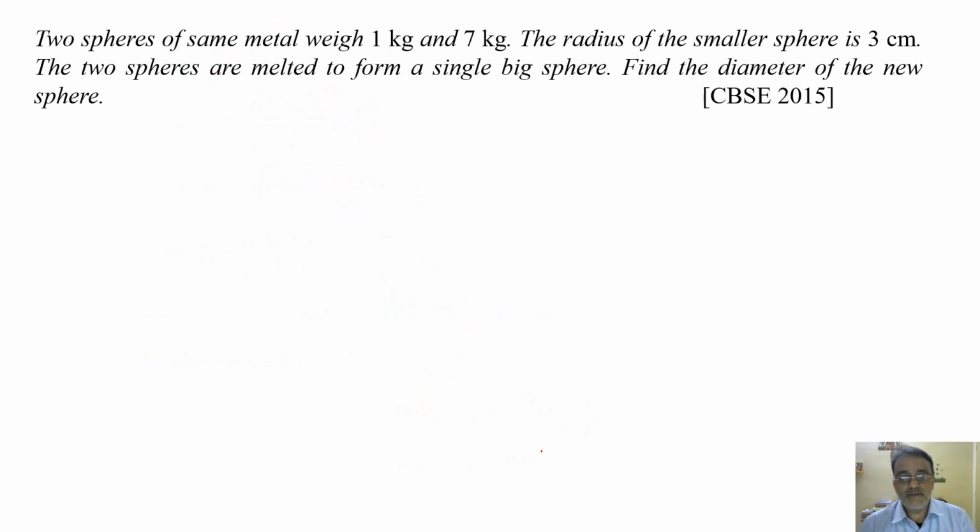Now this is also a different type of question. Two spheres of same metal weigh 1 kg and 7 kg. Same metal, okay, this is very important. The radius of the smaller sphere is 3 centimeter, and the two spheres are melted to form a single big sphere. Find the diameter of the new sphere. Question is clear? Yes, sir.